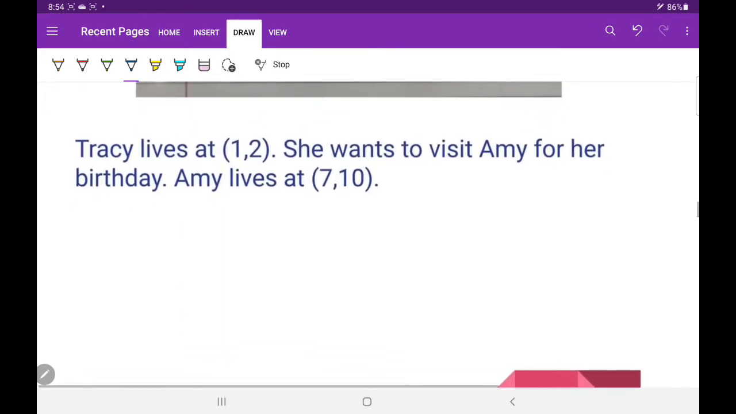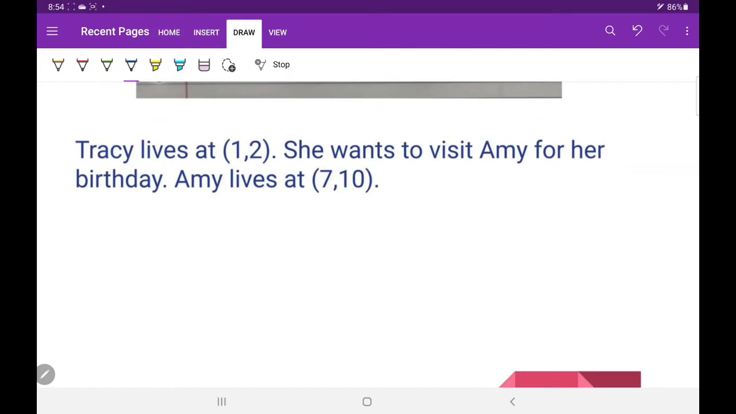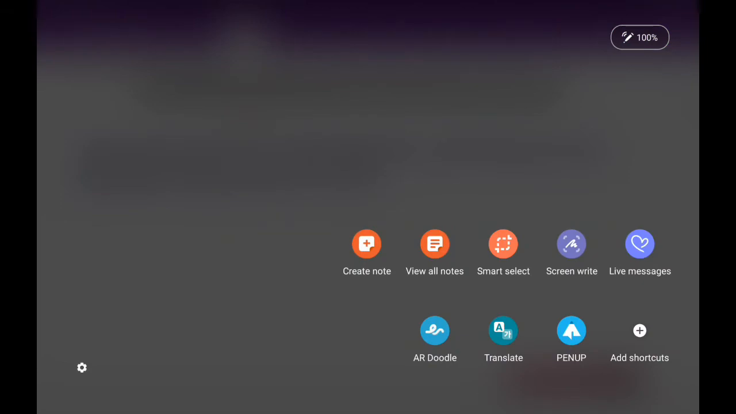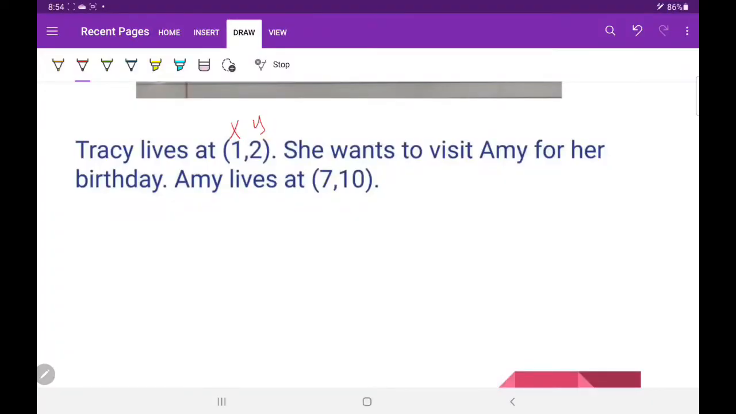So here's what we need next. Tracy lives at 1, 2. So this is a point, right? It's an X and a Y. Let me use a different color so that it shows up a little better. This is X and Y. Go ahead and plot that point on your paper.